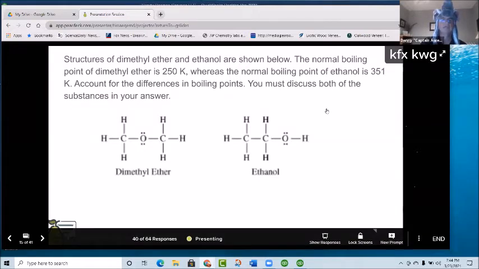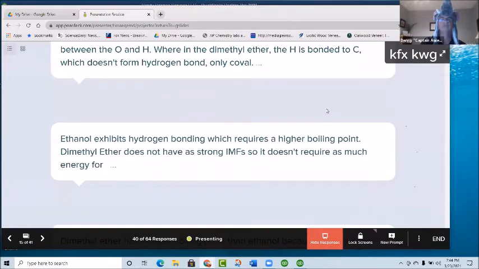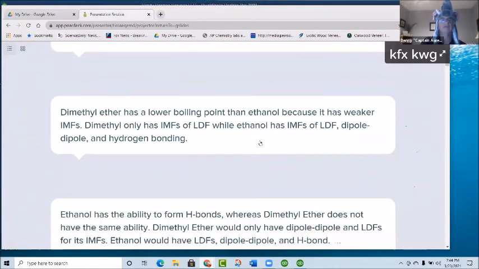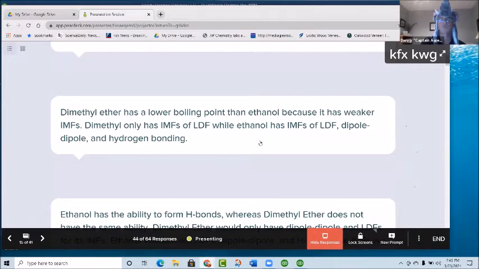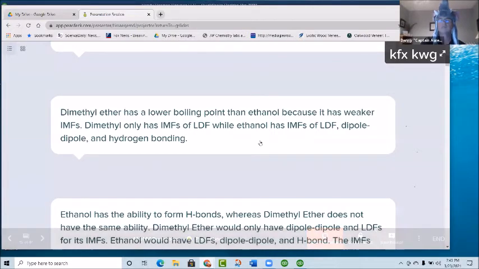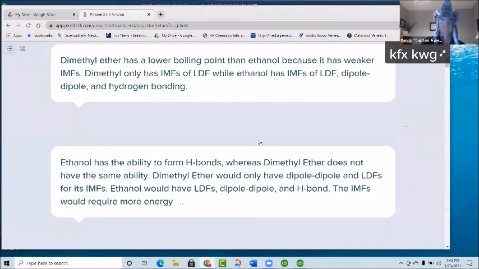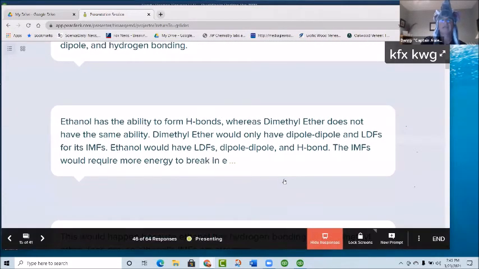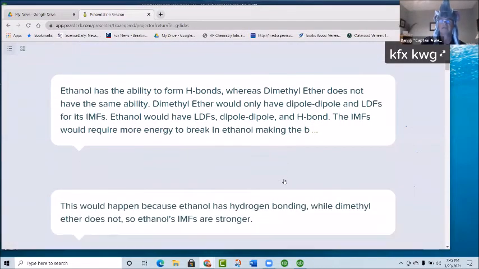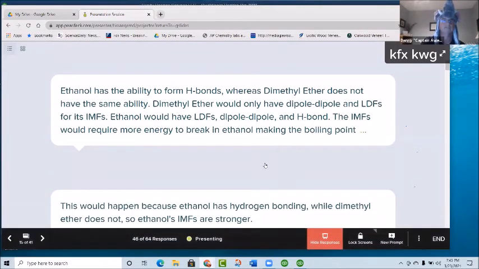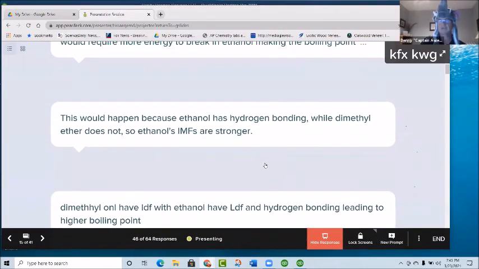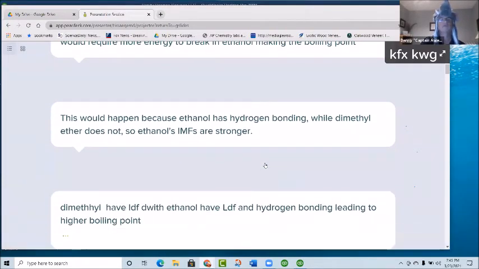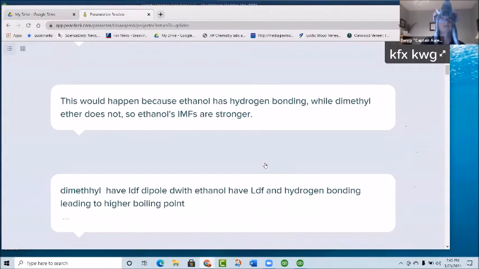All right, so let me see what some of the answers look like. Ethanol has hydrogen bonding. Dimethyl ether has a lower boiling point because it has weaker IMFs. Dimethyl ether only has LDFs, while ethanol has LDFs, dipole-dipole, and hydrogen bonding. Dimethyl ether would have dipole-dipole, that's true, and LDFs. Ethanol would have LDFs, dipole-dipole, and hydrogen bonds. This would happen because ethanol has hydrogen bonding, while dimethyl ether does not.